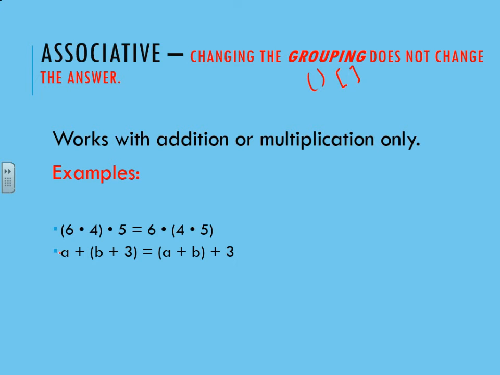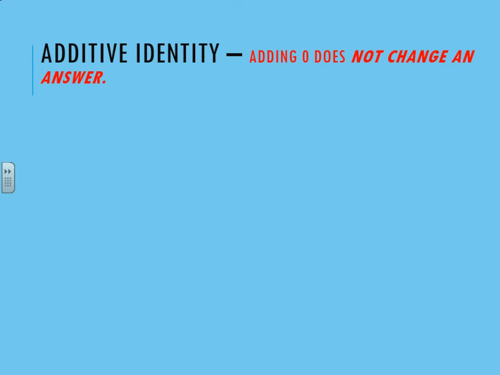Here's another example. Notice the order does not change. A, B, 3 to A, B, 3. Because everything's addition, I can change where my parentheses are.